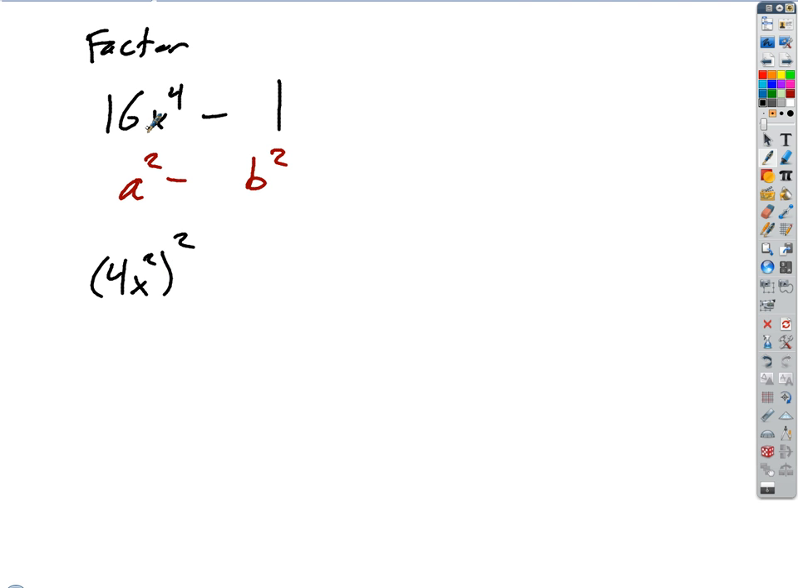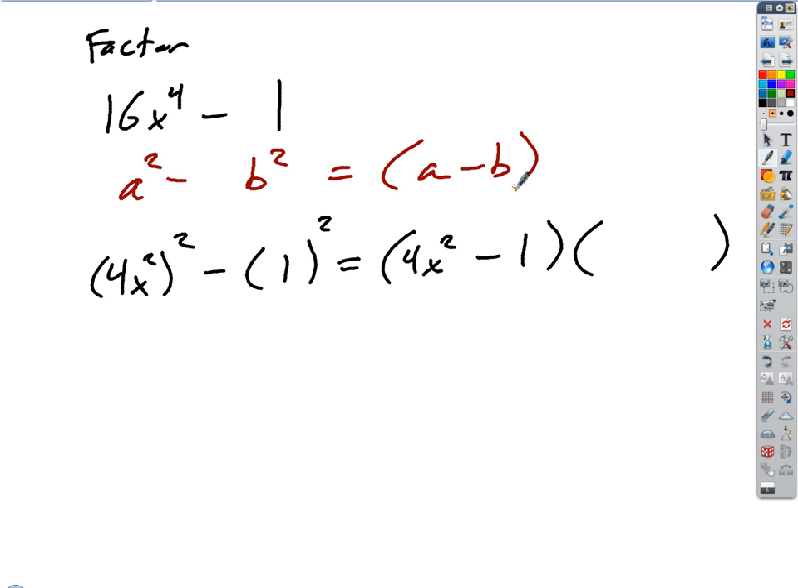And then, of course, what's b going to be? 1. So how about that? That fits a difference of squares pattern, and that allows us to factor this at least partially, right? And so what's that going to give us then? 4x squared minus 1, good. And isn't this just a minus b? So what's a plus b?